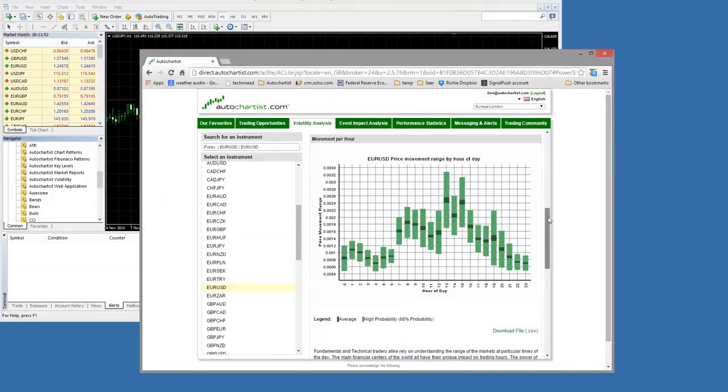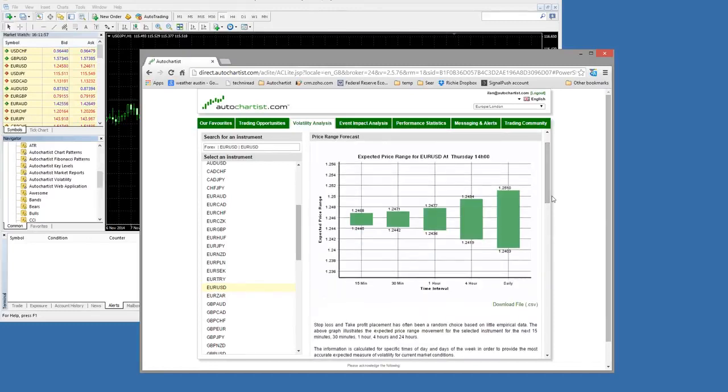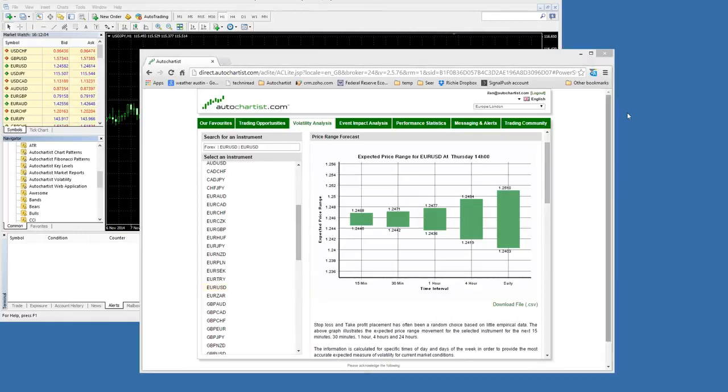So let me erase all my drawings on my screen. And what I'm going to do is scroll up the screen a little bit, and I'm going to show you a different chart that you can also find under the volatility analysis section. At Autochartist, we call this chart the trumpet, for obvious reasons, because it looks like a trumpet.